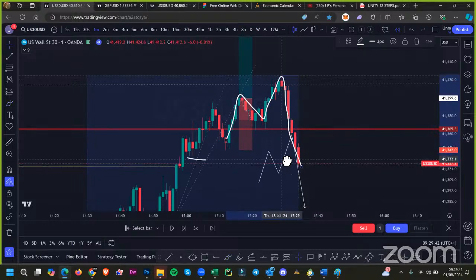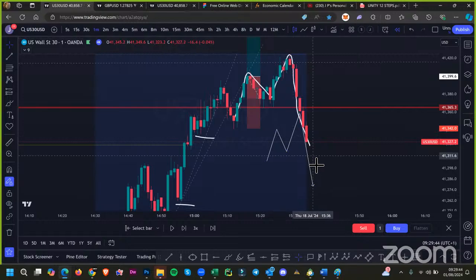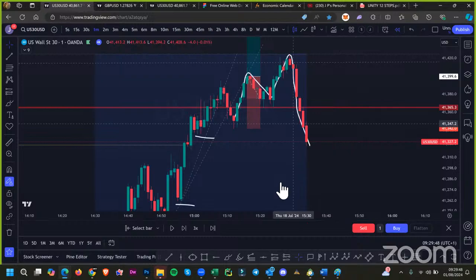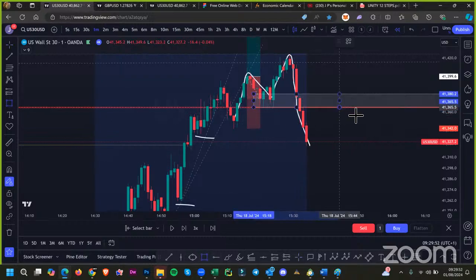Somebody tell me what we've got. A manipulation M. Exactly. And in that manipulation M, you're very, very interested in the area where structure was broken in here and any imbalances that you see around that area.